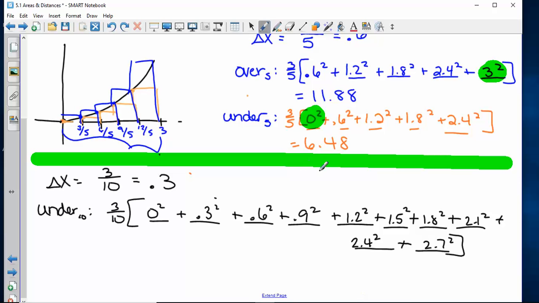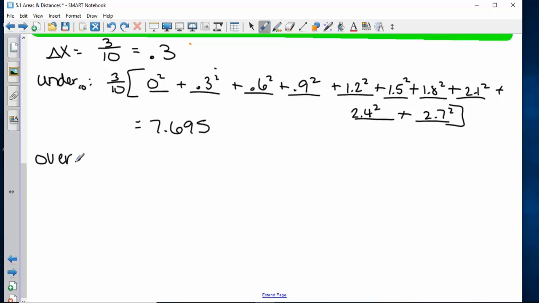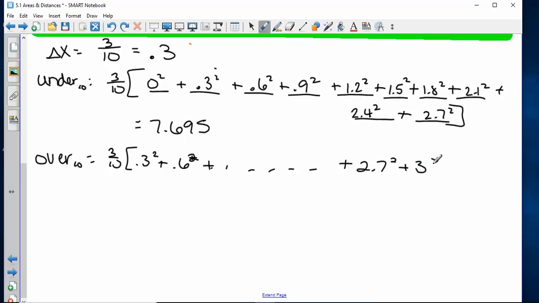Okay, and when I do that, we get 7.695. For my overestimate with the 10 rectangles, what's the only thing that will change? We don't have the 0, so we start at 0.3. And we have all the others, and where do we end? At 3. So if you type this in, you can hit second enter and bring it back, and then just change what you need. We need to drop the 0 squared and add a 3 squared to it. And we should get 10.395.